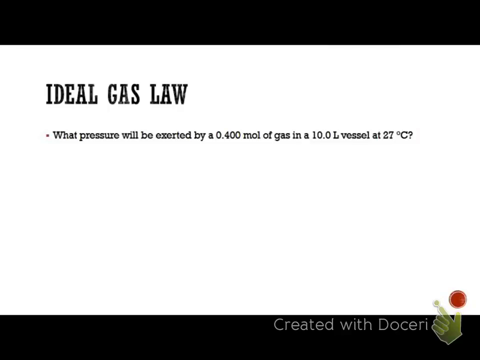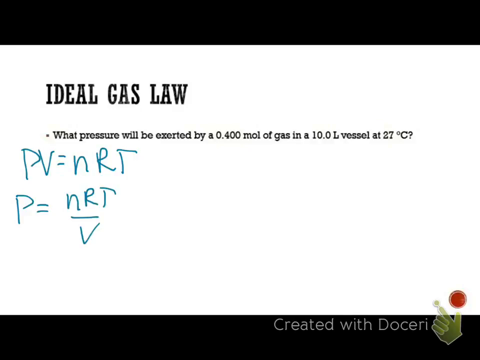And you do have to memorize PV = nRT for the test. Okay? Shouldn't be hard. It's PV = nRT. All right. So, what pressure will be exerted? We're going to start with PV = nRT. We are solving for pressure, so it's going to be nRT over V.